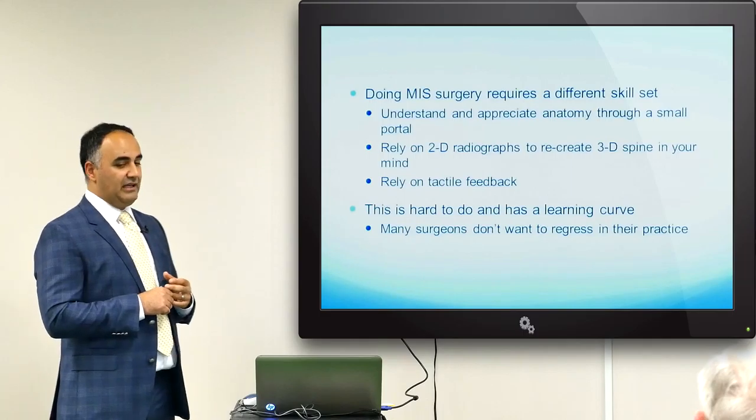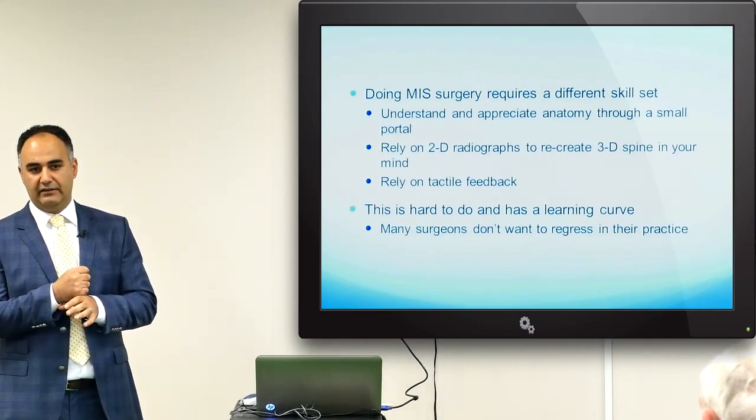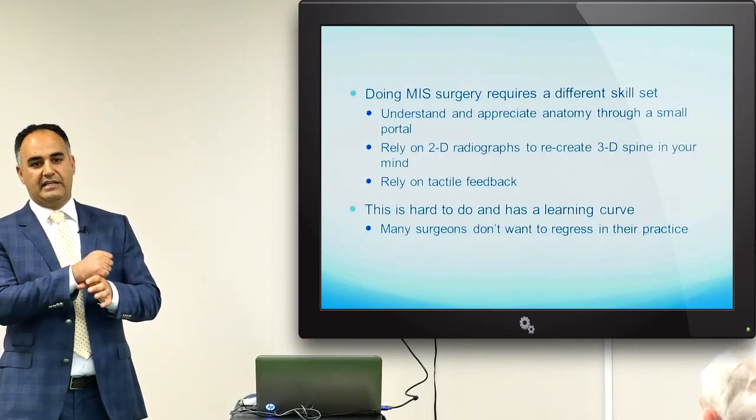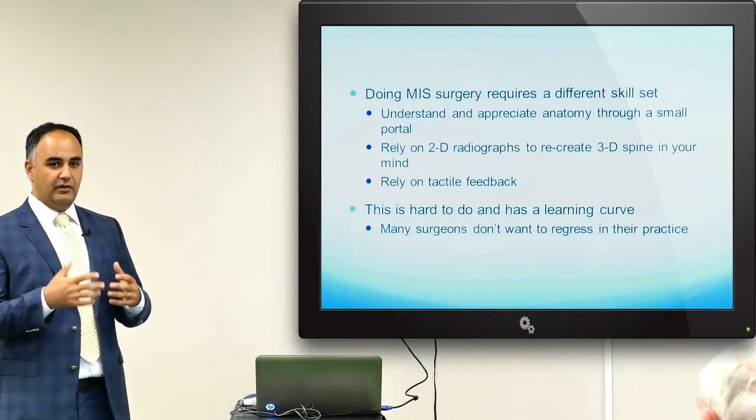Doing a good MIS surgery requires a different skill set for the surgeon. You'll see in a second what we work through, and you have to appreciate taking a look at an entire spine through a very small hole, and also being able to take a two-dimensional x-ray and make it into a three-dimensional thing in your head so that you can work around it. And you rely a lot on tactile feedback. You'll see in a second, there's a probe I put in, and I can feel your spine and I know exactly where I am as I go up the spine and down the spine, and I know that feedback.